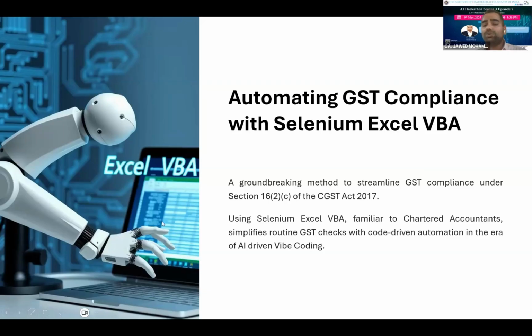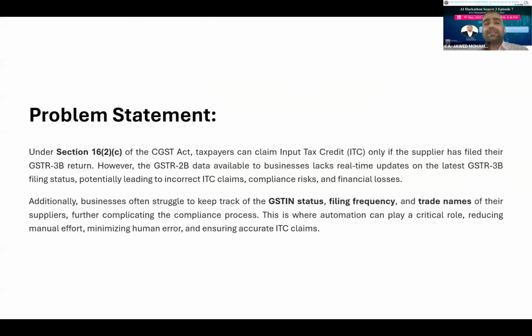So quickly we'll jump over to the problem statement, then we'll see how to create this kind of tool. The problem statement here is that section 16(2)(c) allows us to take the input only on the basis of GSTR 3B filed by the supplier. And since we are availing the ITC on the basis of GSTR 2B, not on the basis of GSTR 2A.